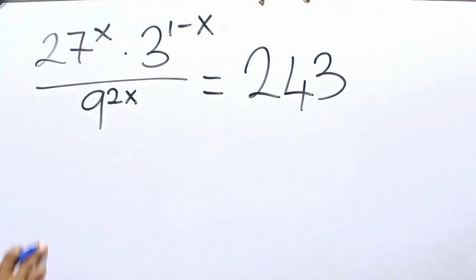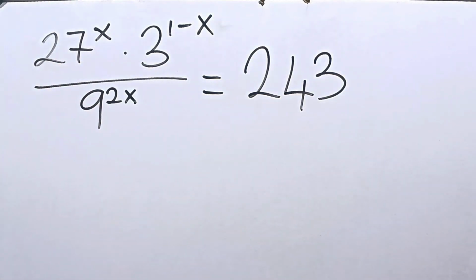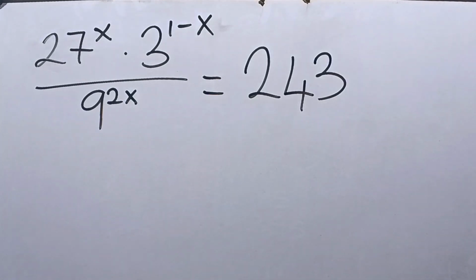Let's solve this together. It says 27 raised to power x multiplied by 3 raised to power 1 minus x, over 9 raised to power 2x, is equal to 243. And we're going to solve for x in this question.